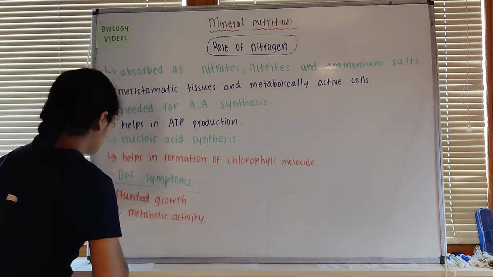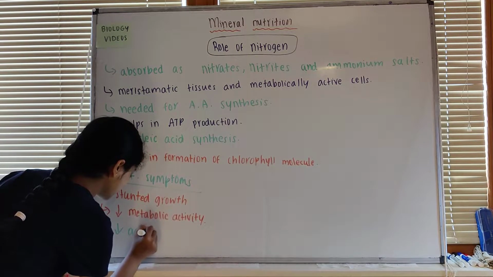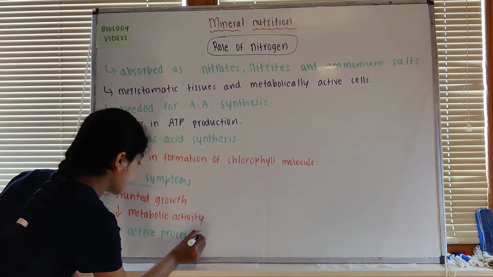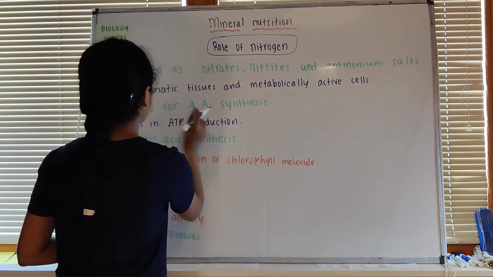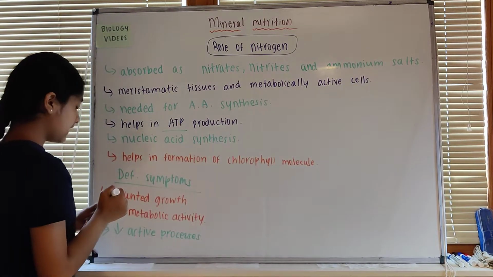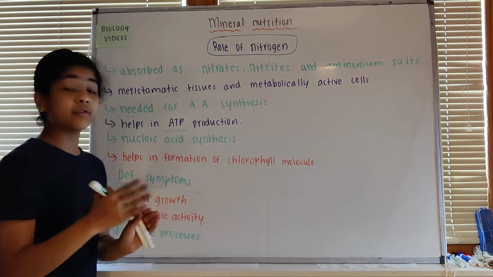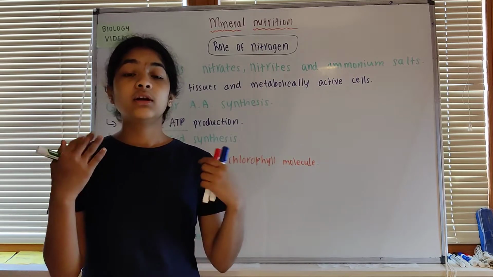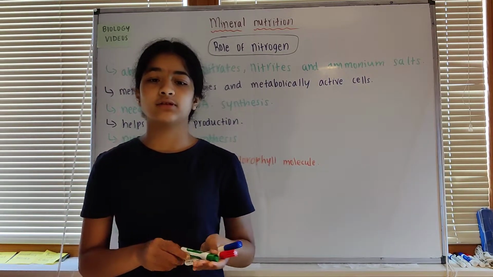Next, this is very obvious, decrease in active processes. As we said before, nitrogen helps in ATP synthesis. So if ATP production is not taking place properly, then active processes won't take place, because active processes are the processes which take place with the help of ATP, adenosine triphosphate.